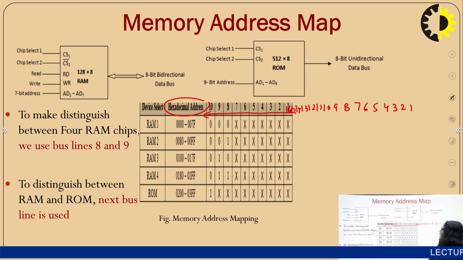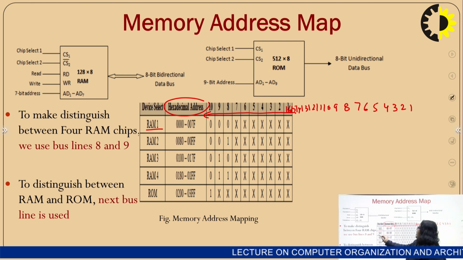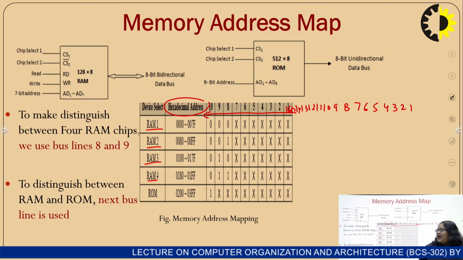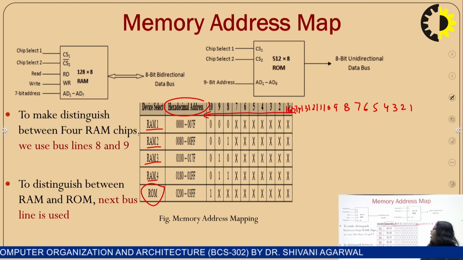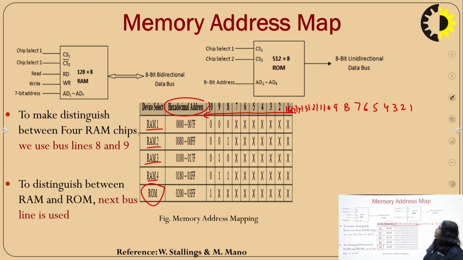So how many RAMs do we require? 4 RAMs we have to use. So this is RAM 1, RAM 2, RAM 3, RAM 4, and a single ROM. ROM is 1. Now how do we define the hexadecimal address for the RAM and ROM? The RAM chip size is 128 into 8, so we require 7 address bits. These are the 7 address bits for the RAM chips. And how many address bits are required for the ROM? 9 address bits are required for the ROM.